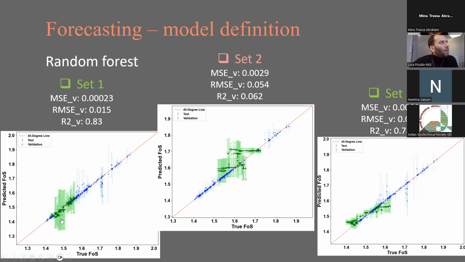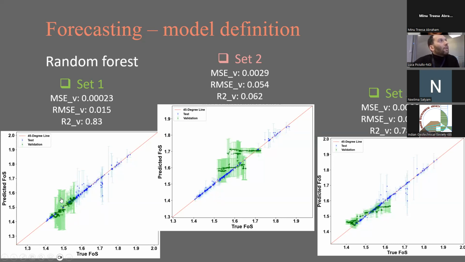even if we have a bit higher uncertainties in the prediction. Here what you see is the predicted factor of safety of our machine learning trained model, versus what we call true, which is the factor of safety that comes from the GeoStudio analysis and simulation. So in blue you see the test, and in green you see the validation.